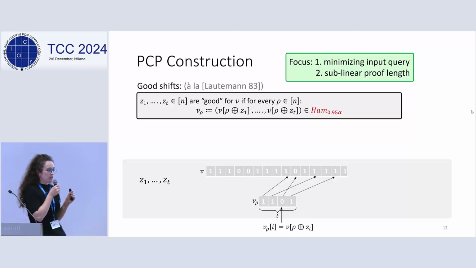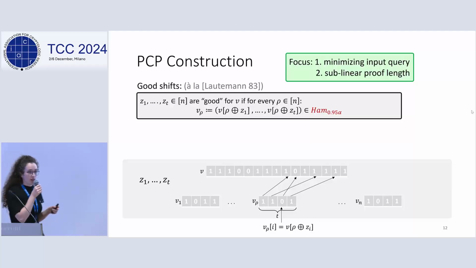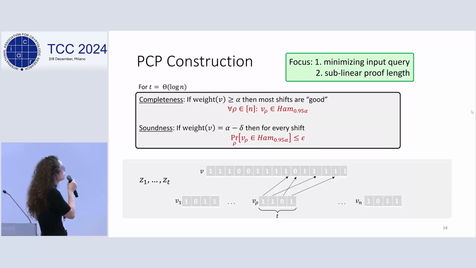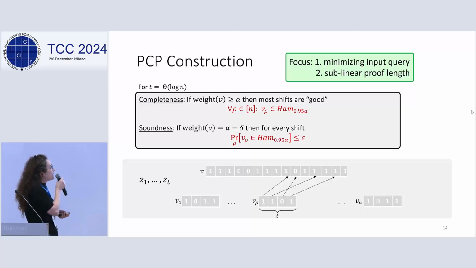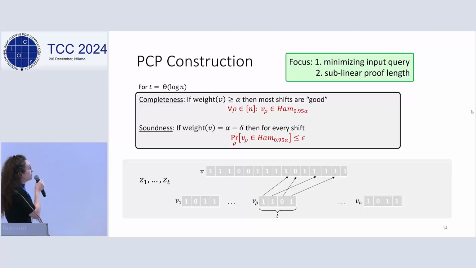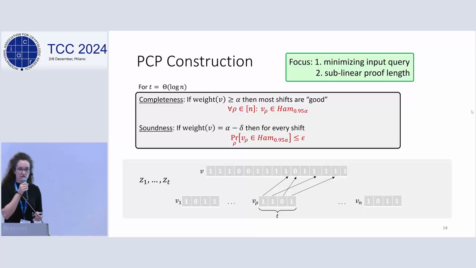Moving on, we show that for small t, so small number of shifts, specifically we show for theta log n, we get two properties. We get completeness and we get soundness, where completeness means that if the Hamming weight of the vector is at least alpha, then most shifts are good, which means that for any row, the Hamming weight of the vector V row is high. For soundness, we say that if the Hamming weight of the vector V is alpha minus delta, then for every shift that we choose, the probability that V row will have high Hamming weight is bounded by some epsilon.